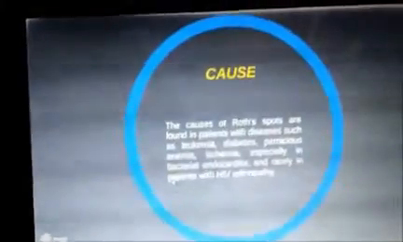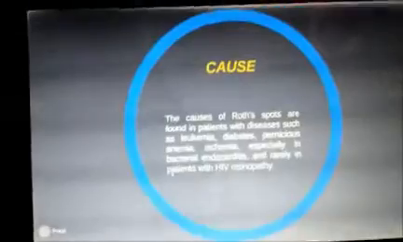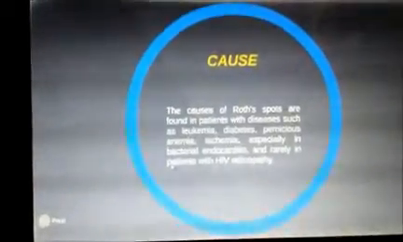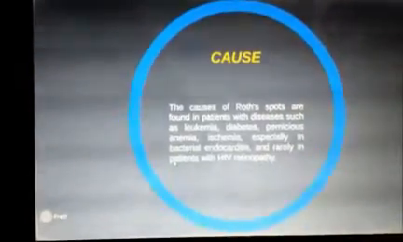Roth spots are found in patients with diseases such as leukemia, diabetes, pernicious anemia, and ischemia, especially in bacterial endocarditis, and rarely in patients with HIV retinopathy.